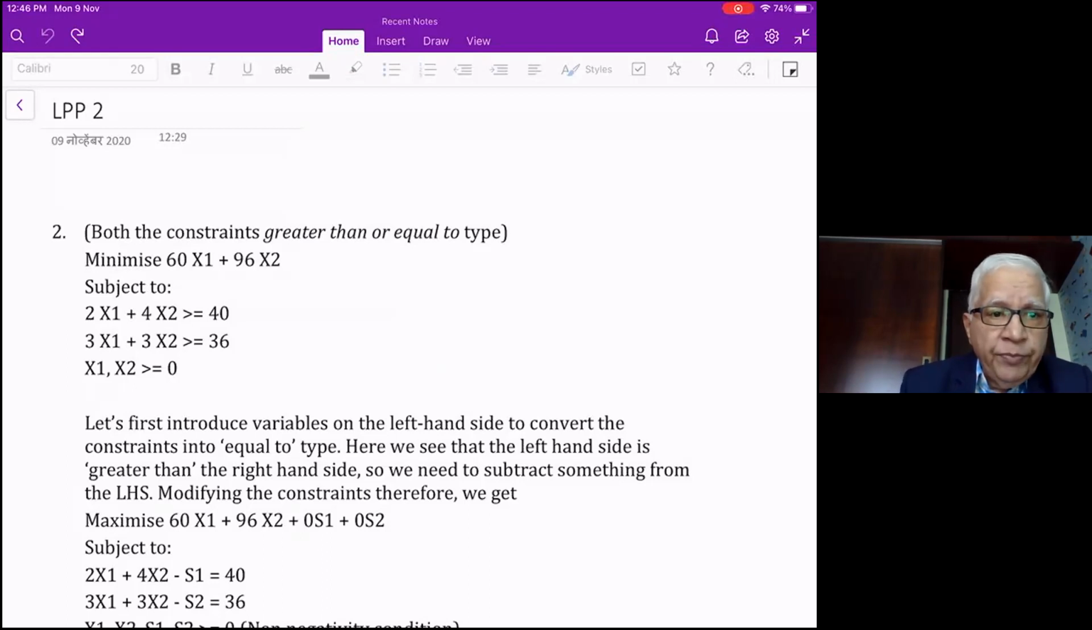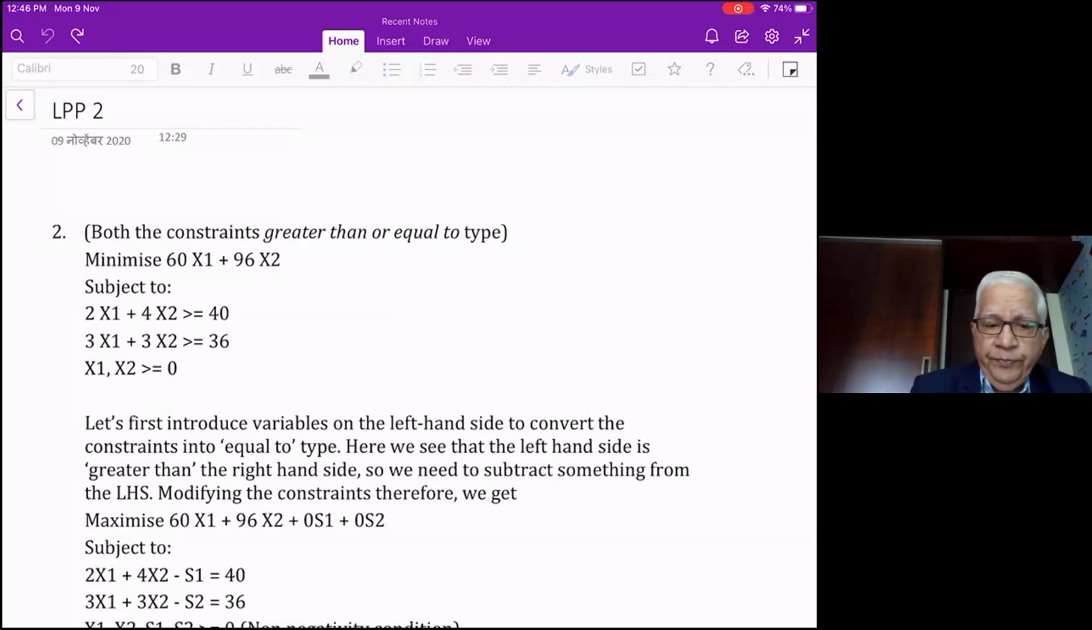Now look here. The left hand side is greater than or equal to right hand side. That means I must subtract something from the left hand side so that I'm in a position to write it as equal to. Same over here. This constraint is also greater than or equal to. So I need to subtract something from the left hand side so that I can write equal to. Okay. Fine. Now let's do that.